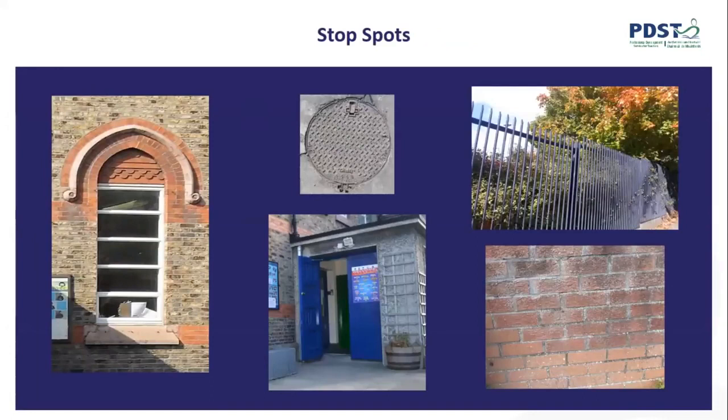Identify points of interest or stop spots that pupils can explore. For example, on screen you will see a window, a manhole cover, a door, a railing, or an outdoor wall. Now decide what STEM task could be assigned at the stop spot. Each teacher can devise an activity suitable for their class level to be completed at each stop spot.